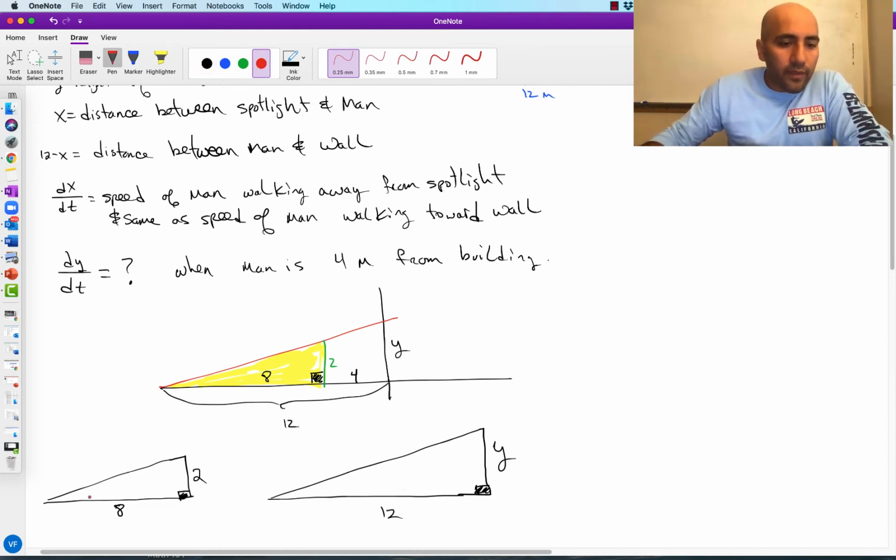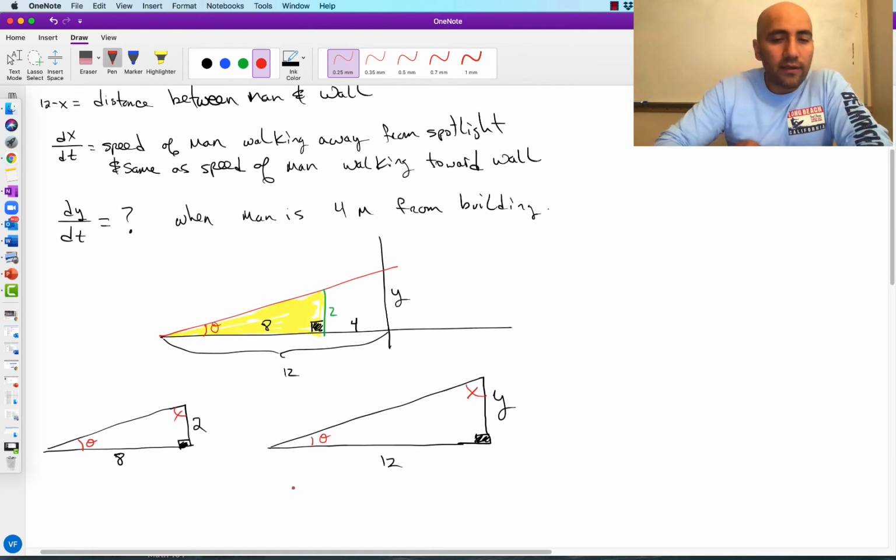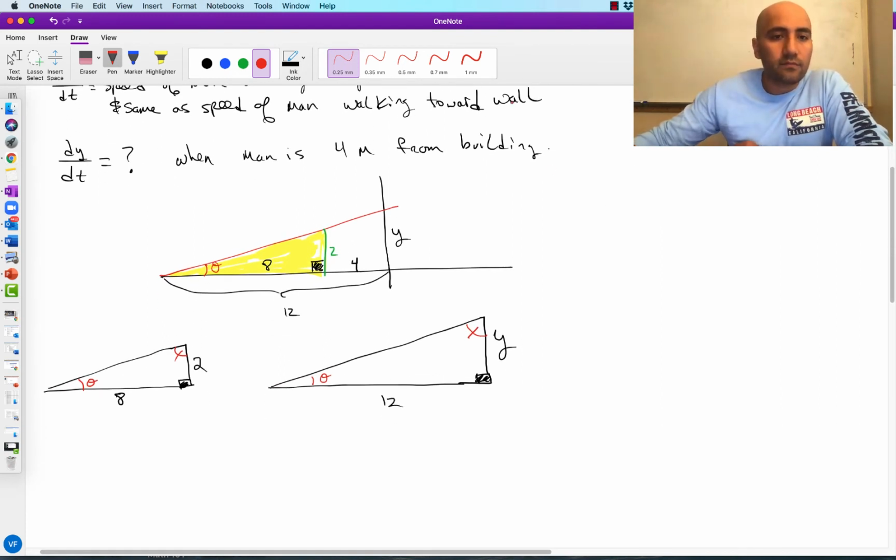We do know, however, that this angle here must be the same as this angle here, because one triangle is nested inside the other. That means that this is theta. It's the same angle in all three drawings. And since they all share this 90 degree angle as well, whatever the remaining angle is, it's the same in both cases. So what we've established is that these two triangles must be similar triangles.